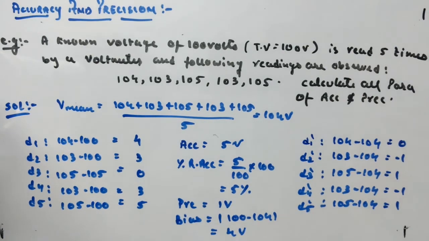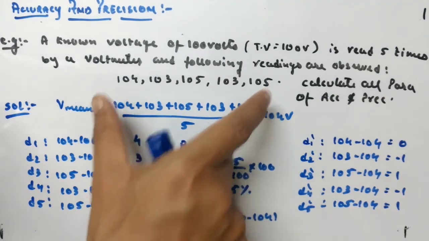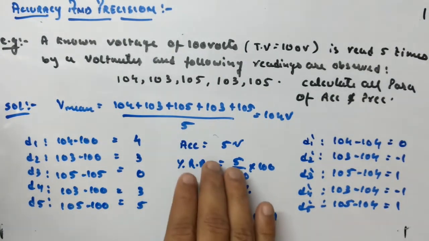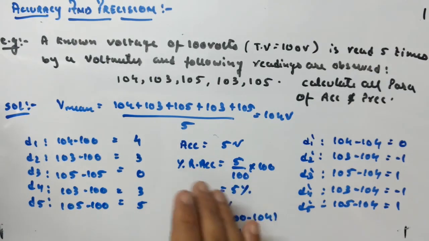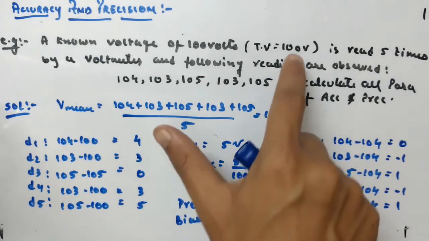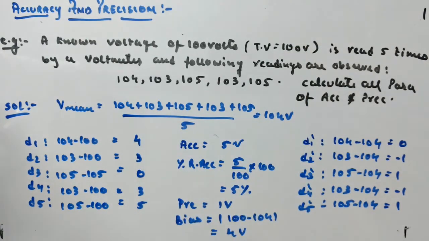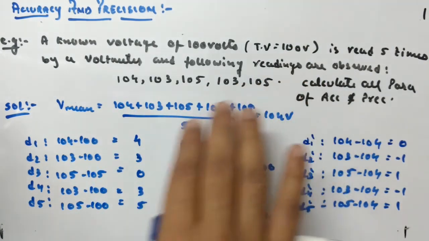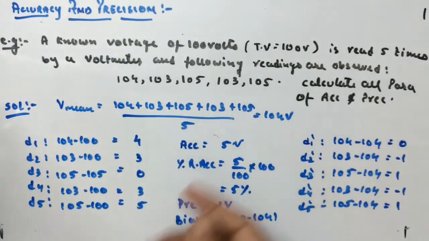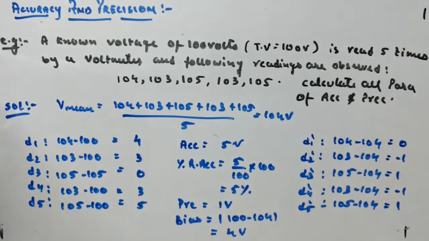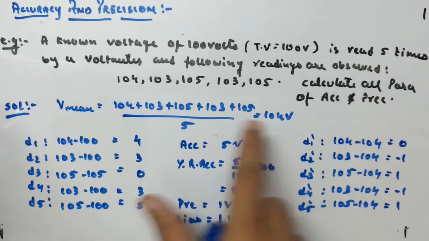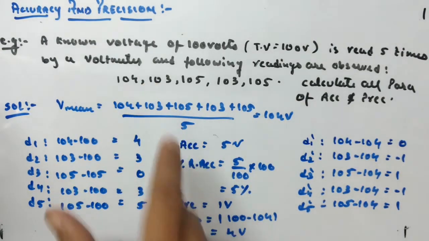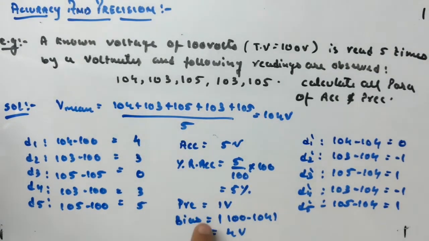Okay, so now you can see how accuracy and precision are there in the readings. Accuracy is the maximum deviation, which is 5 volt from the 100 volt. And precision is that every time you take a measurement, there is only a difference of 1 from the mean value. So either it is 104 or 103, 105, like this. So that is what precision is saying.